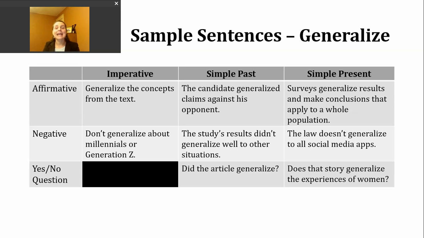If I want to make a negative imperative, so I'm telling someone not to do something, I would start with don't, and then I would use my base verb. So here is an example of a negative imperative. Don't generalize about millennials or Generation Z.